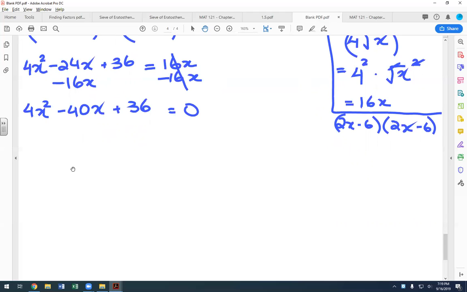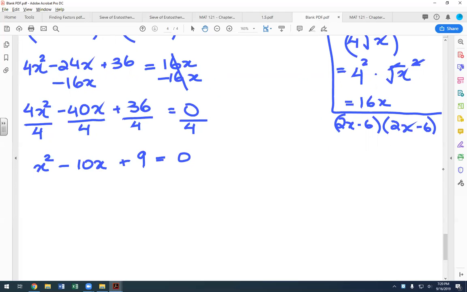Can you see anything common between all of those terms? Yeah, you can actually divide everything by 4 and simplify your numbers. So 4 goes into itself once, that will give us x squared. 4 goes into 40 10 times, so you will get negative 10x, and 4 goes into 36 9 times. Of course, 0 divided by 4 is 0. Factor this. Yes, 9 times 1.